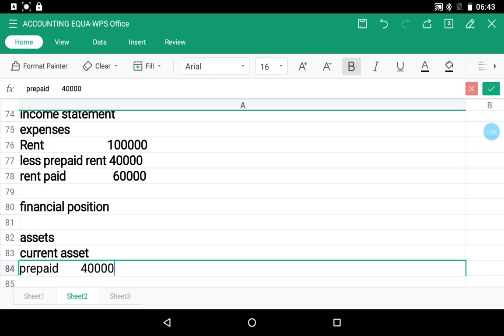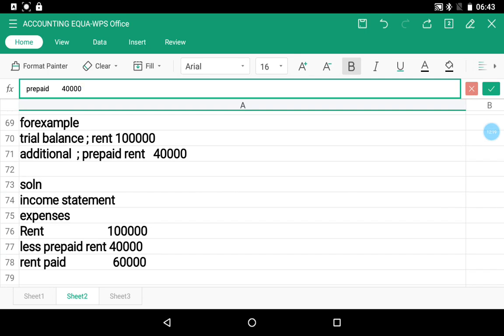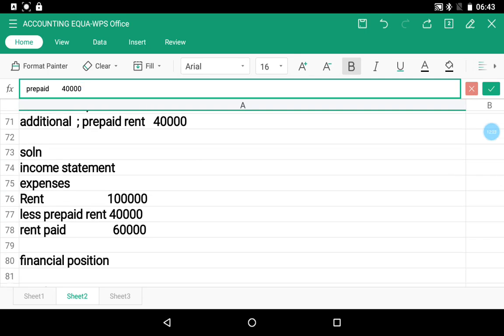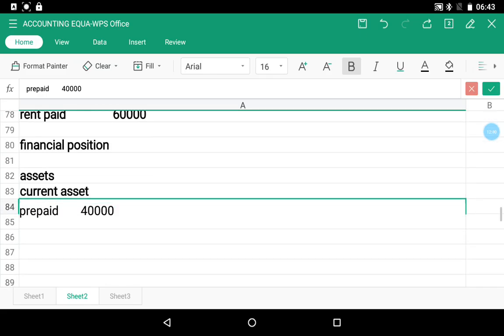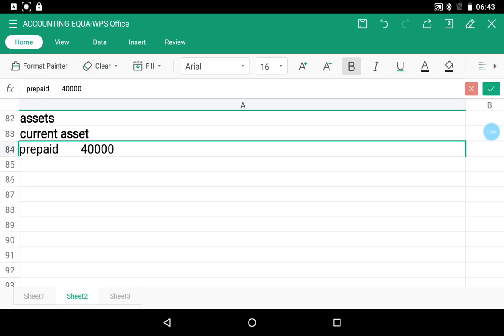Then you add on other things. If you have liabilities, then you balance. So that's how they treat prepaid and outstanding rent, or expenses. Under the income statement, you subtract them or you less. Then prepaid rent under financial position is treated as current assets. Now, that is our prepaid, outstanding, that is accrued and prepaid expenses.